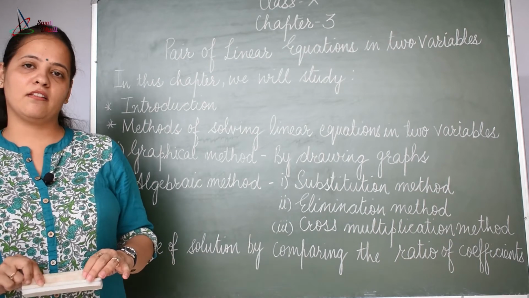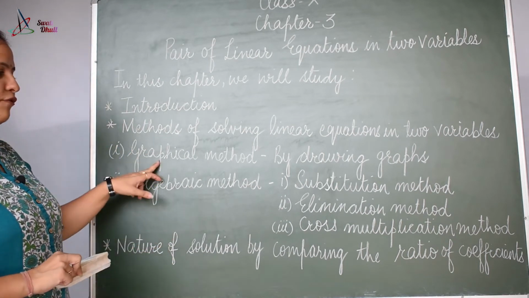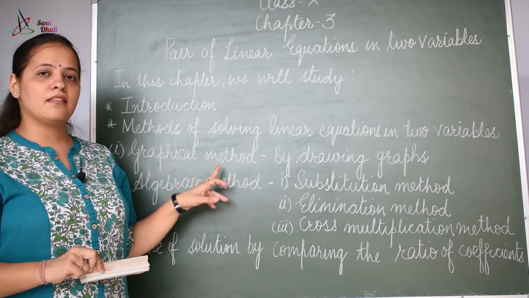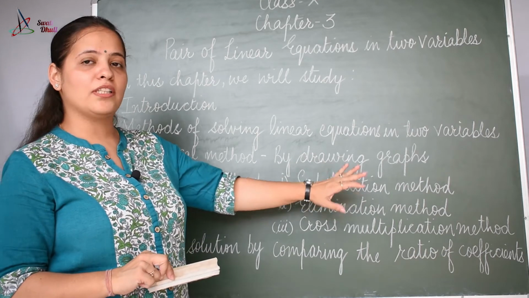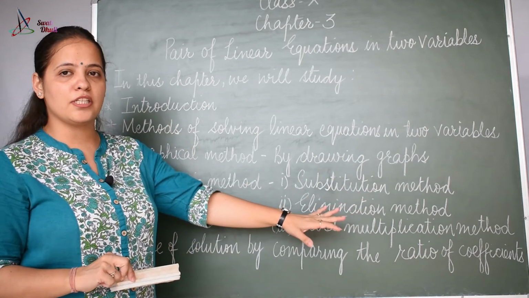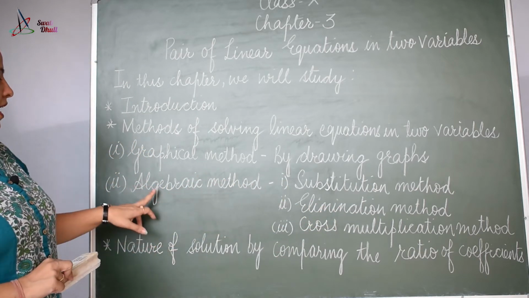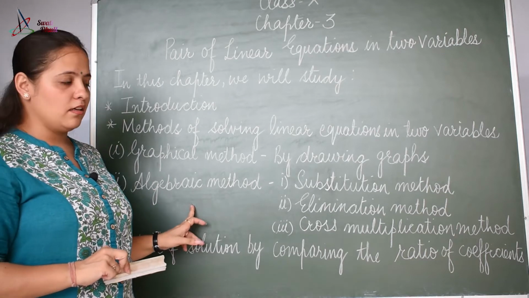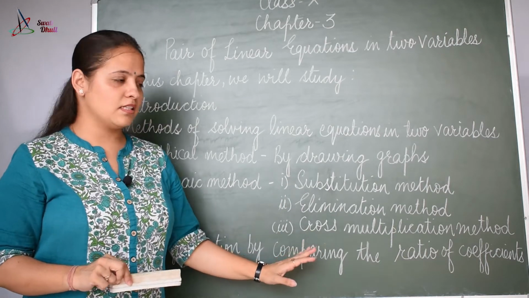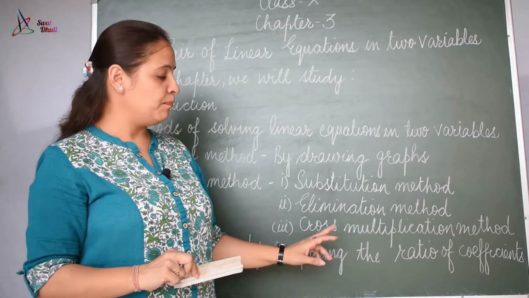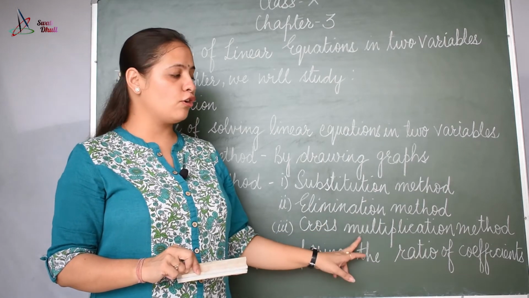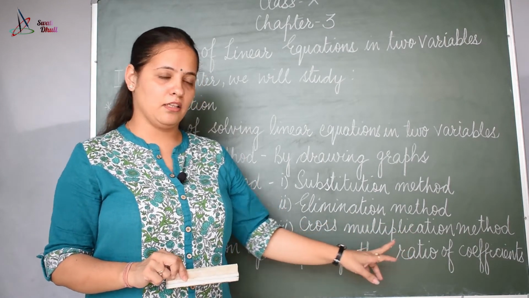There are two methods for doing it, that is graphical method in which we are going to draw the graphs of the linear equations in two variables and then we'll find out the solution for it. And then algebraic method. There are three algebraic methods, that is substitution method, elimination method and cross multiplication method.